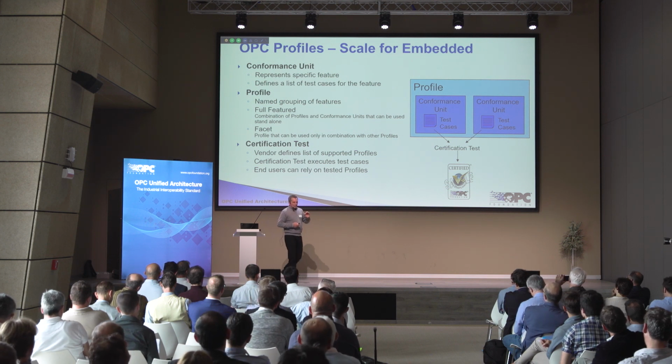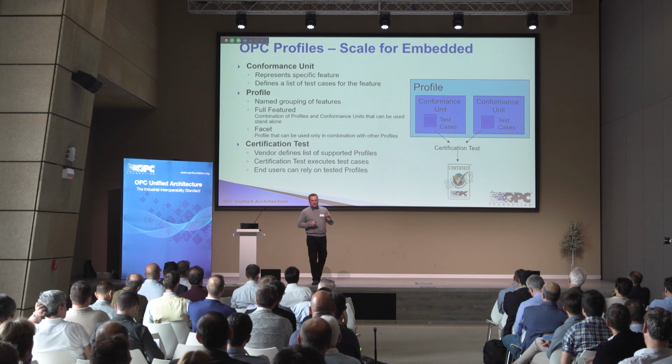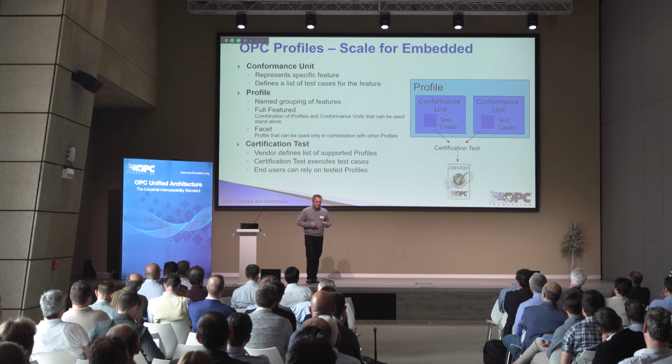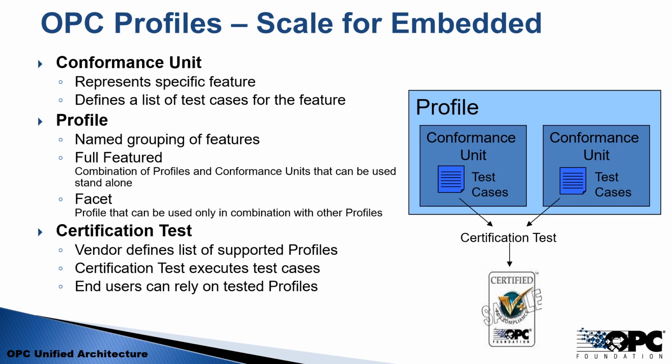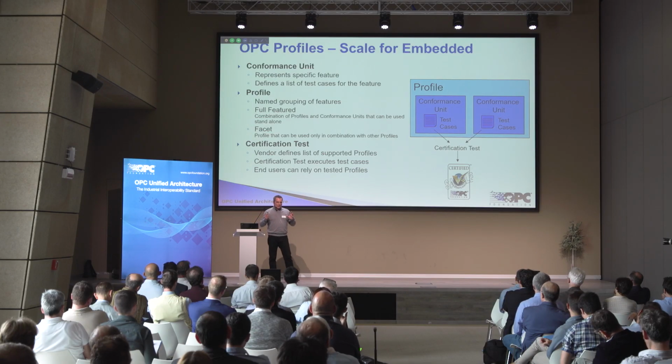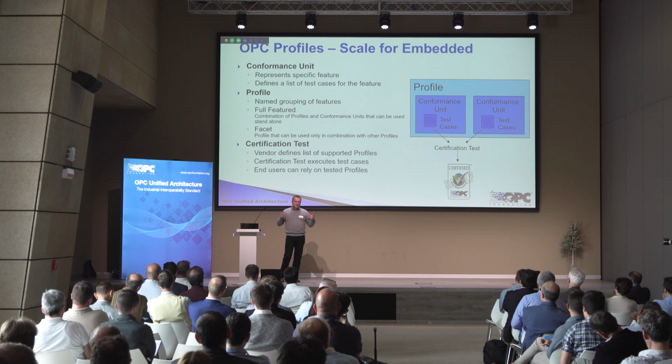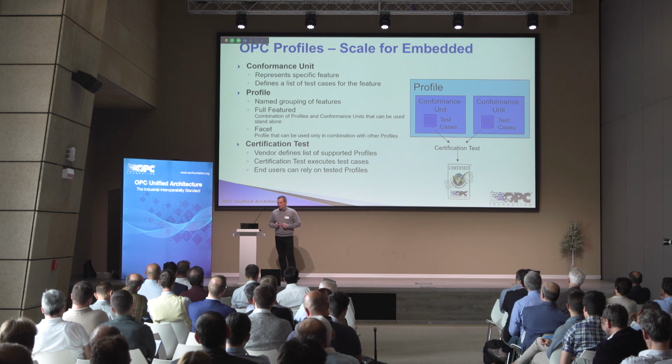The smallest piece of functionality that we can describe in OPC is called a conformance unit. A conformance unit is a testable piece of functionality. For each conformance unit, we have a set of test cases to test it for compliance, and then we can certify it. And now we use multiple conformance units and we compose a profile out of them. So functionality that logically belongs together is composed in a profile.